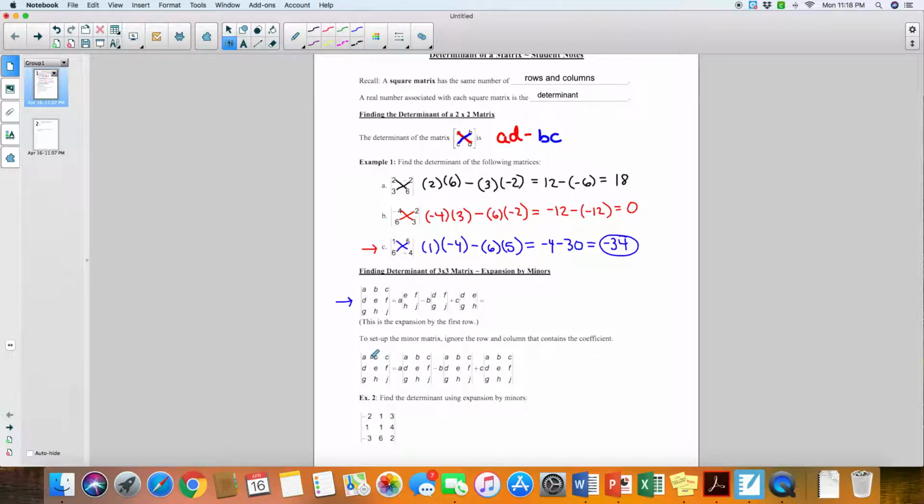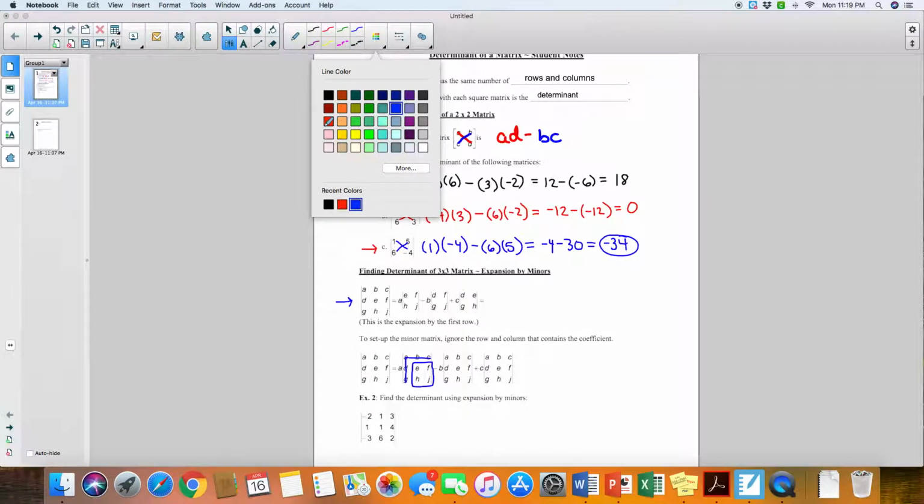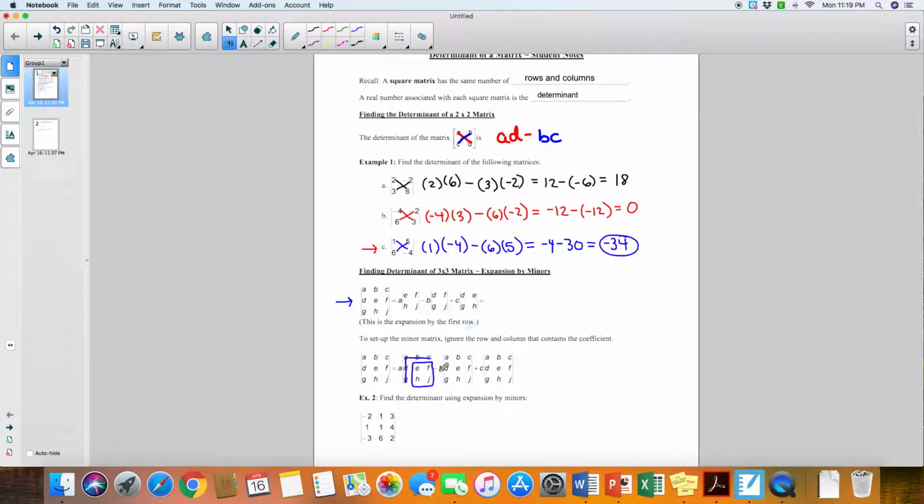You only work with the first row, so we're only going to use elements A, B, and C when we make our minors. We first start with element A because it's the very first element. To get the minor of element A, again, I would remove the row that contains A and the column that contains A. The elements that will be left, I would find the determinant of these 4. Then I would go on to element B. So that would be a subtraction sign.